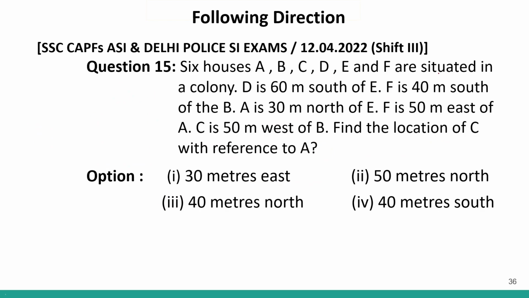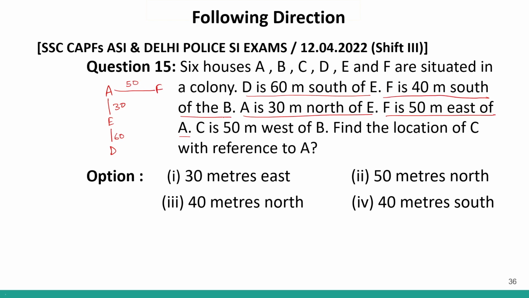Now, 6 houses are situated in a colony. D is 60 meters south of E. Now we have to find from A. A is 30 meter north of E. So D, 60, then E, then 30, then A. Correct? D is 60 meters south of E. Similarly, A is 30 meter north of E. F is 50 meter east of A.